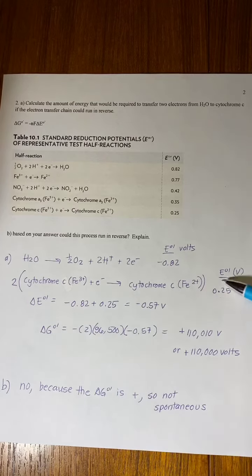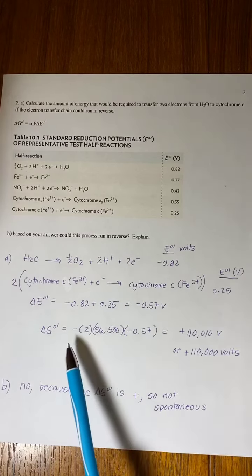Now we don't change the reduction potential value even though we're multiplying this reaction by 2. This is an intrinsic value, like density for a compound, so it doesn't matter how much of it you have, you just go with that reduction potential for that reaction. So we don't have to times this by anything.